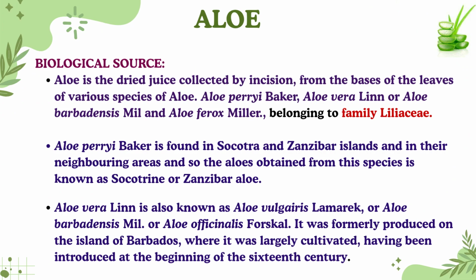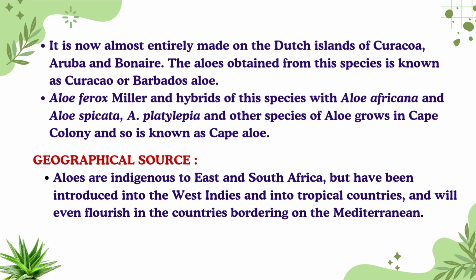Aloe vera Linn. is also known as Aloe vulgaris Lamarck, or Aloe barbadensis Mill., or Aloe officinalis Forskal. It was formerly produced on the island of Barbados, where it was largely cultivated, having been introduced at the beginning of the 16th century. Geographical source. Aloes are indigenous to East and South Africa, but have been introduced into the West Indies and into tropical countries, and will even flourish in the countries bordering on the Mediterranean.